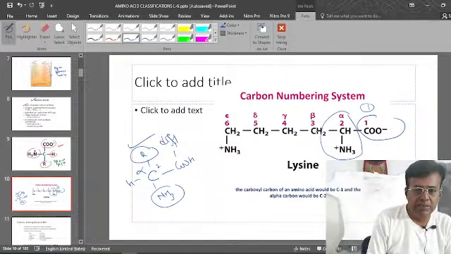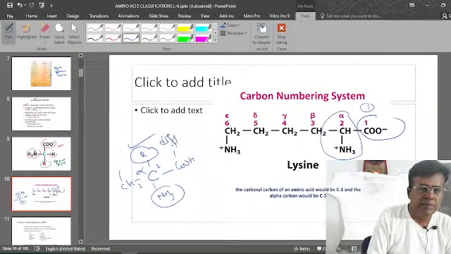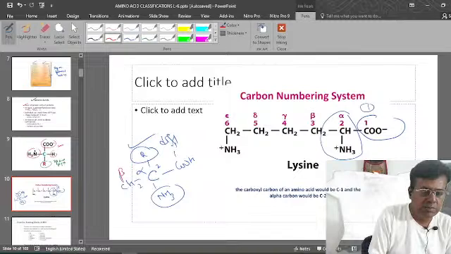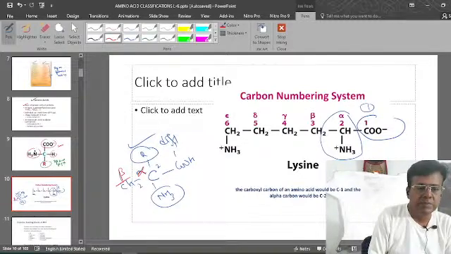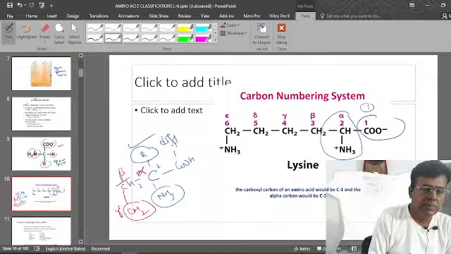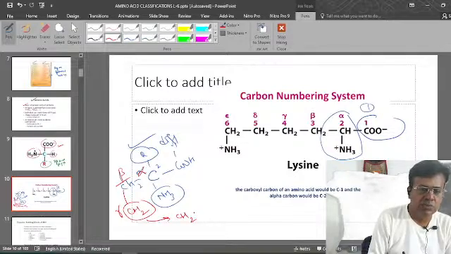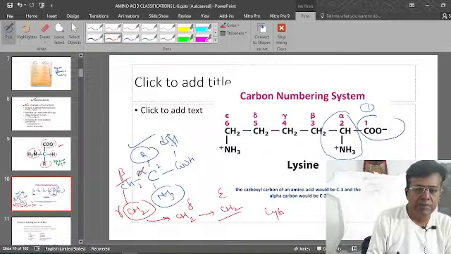So attached to this CH, if anything, for example, this is CH2, then this will be the beta. I'm writing with the red pen so that you can understand. This is alpha, this is beta. And again, if you are attaching the next methyl group, then this will be the gamma, the third, fourth carbon. Then again, if you are attaching a CH2, this will be delta, and again if you are attaching a CH2, this will be epsilon. So in this way we are going to understand the structure of lysine.